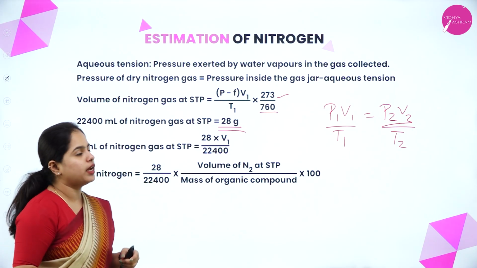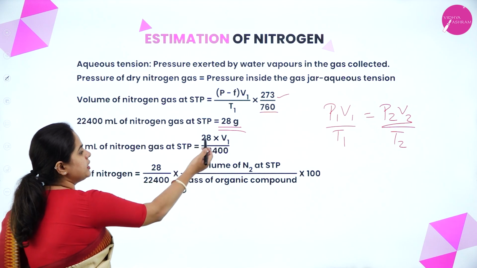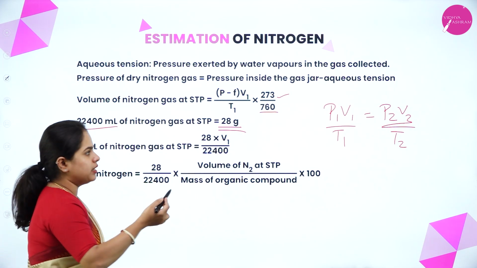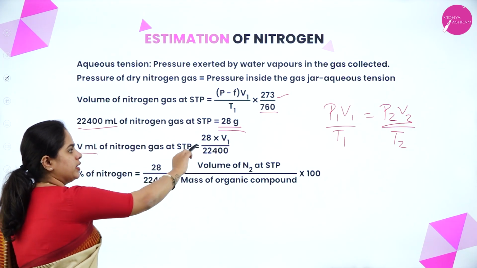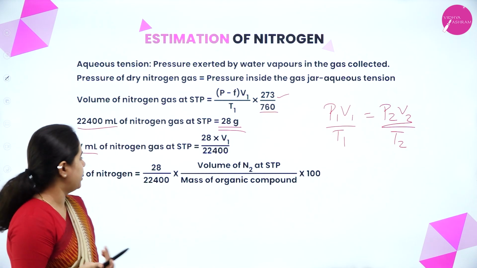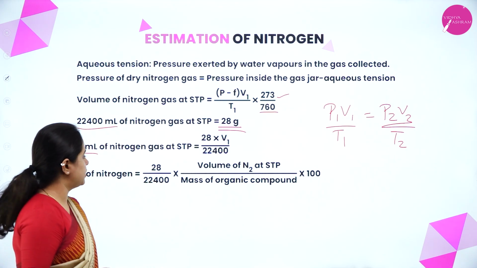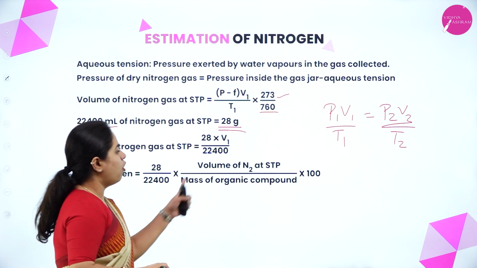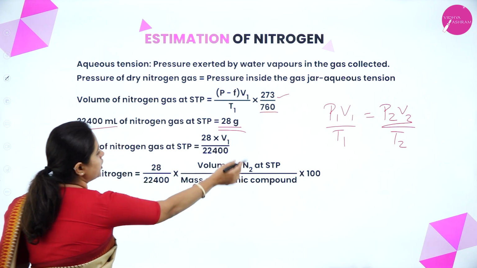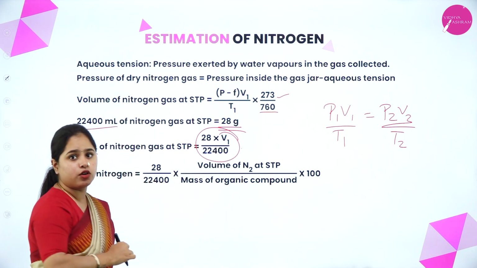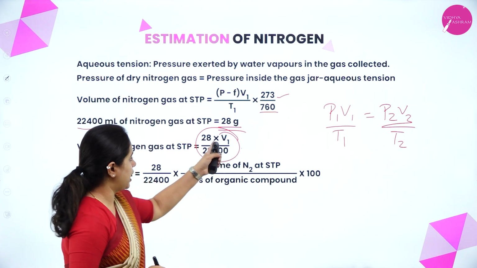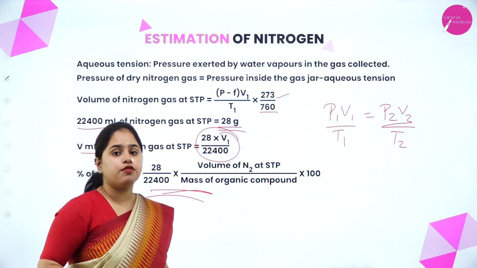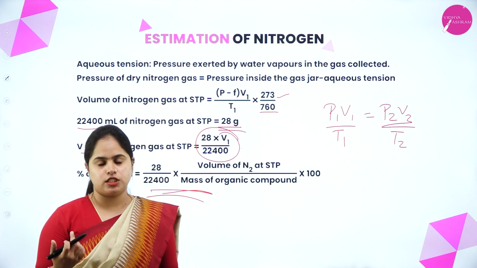Then V ml of nitrogen gas at STP will contain 28 into V1 by 22,400. So if 22,400 ml contains 28 gram, then V will contain 28 into V1 by 22,400, right? Now, finally, how will we calculate the percentage of nitrogen? It is 28 by 22,400, which is the molar volume, into the volume of nitrogen gas at STP. This volume of N2 at STP is calculated from this equation, divided by the mass of organic compound into 100. So this is the final equation from which you can calculate the percentage of nitrogen, right?